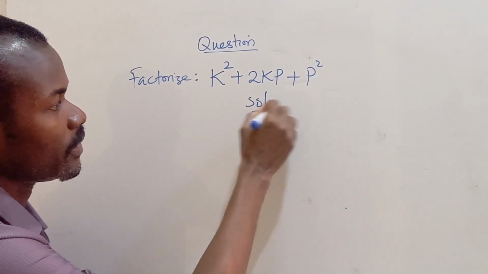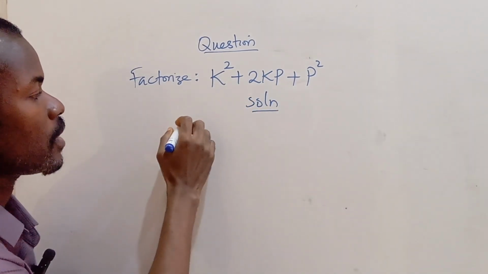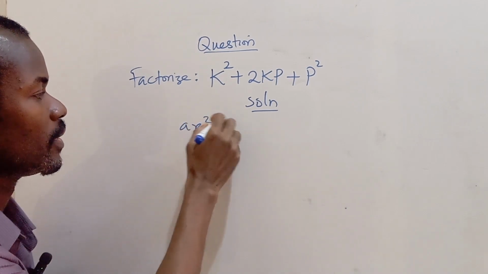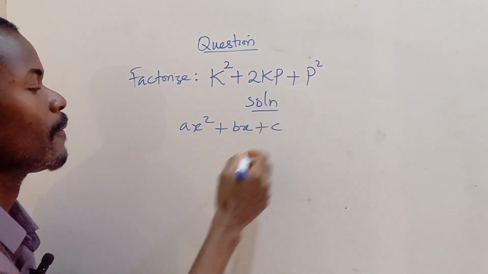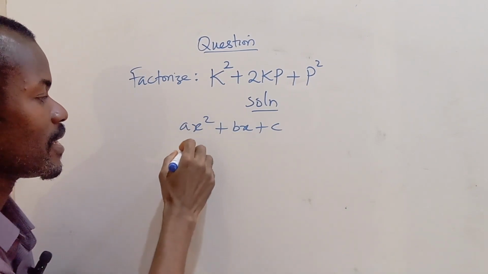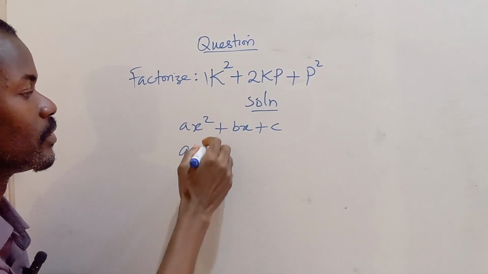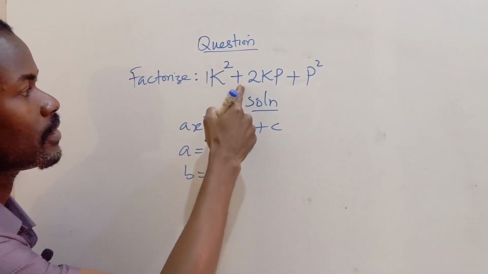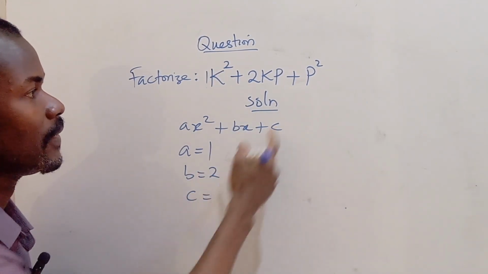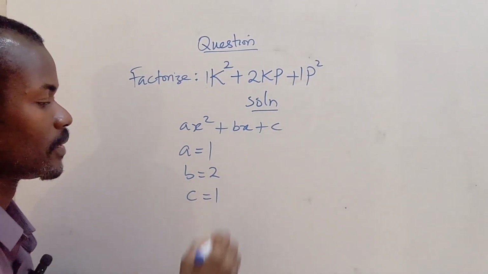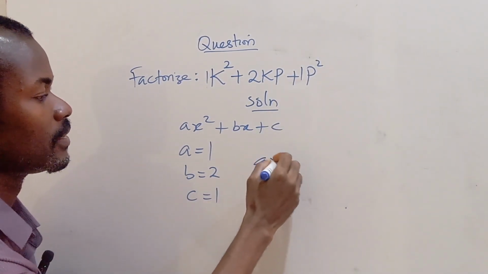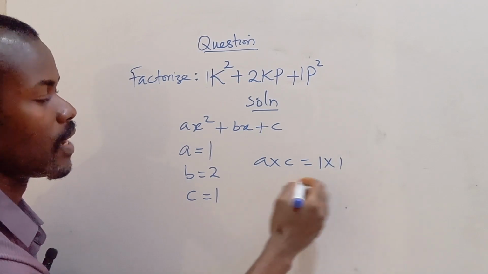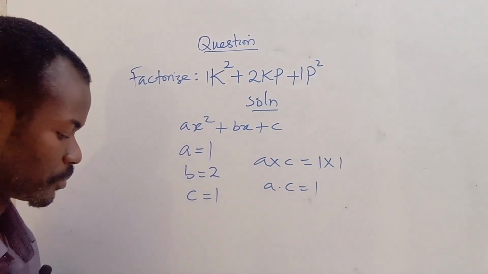So all we need to do is, our general form of a quadratic expression is ax squared plus bx plus c. So if we compare this, our a is going to be, there is a 1 here, so a is 1. Our b is plus 2, which is 2, and our c is 1. So the next thing is your a times c, which is 1 times 1. So our a times c is 1.